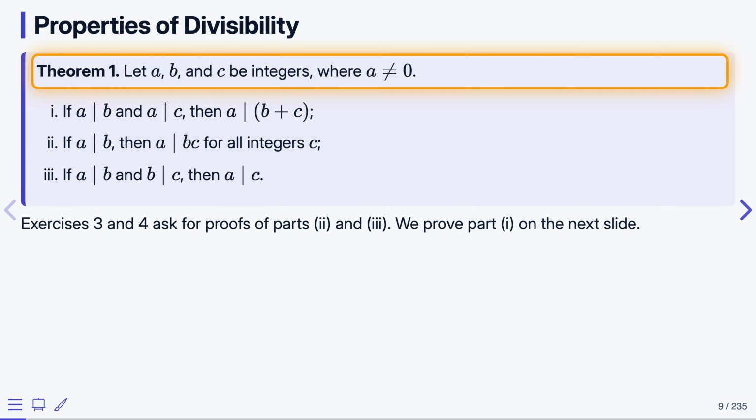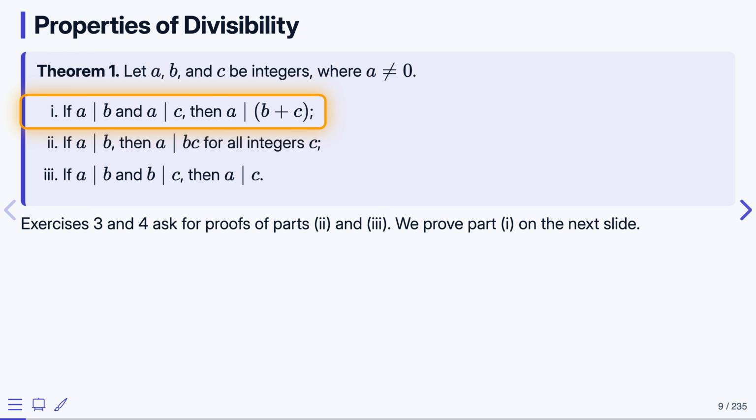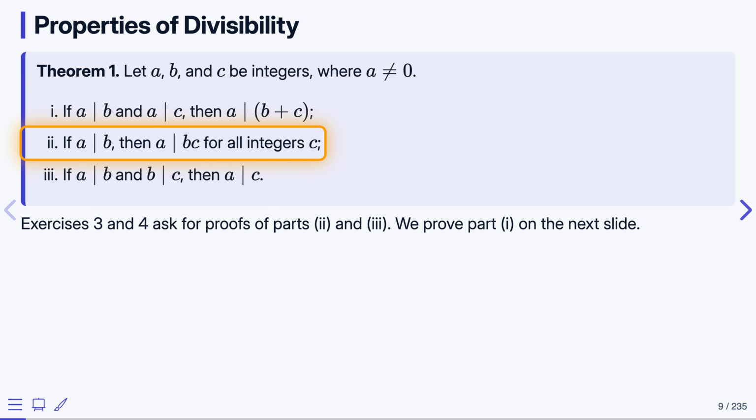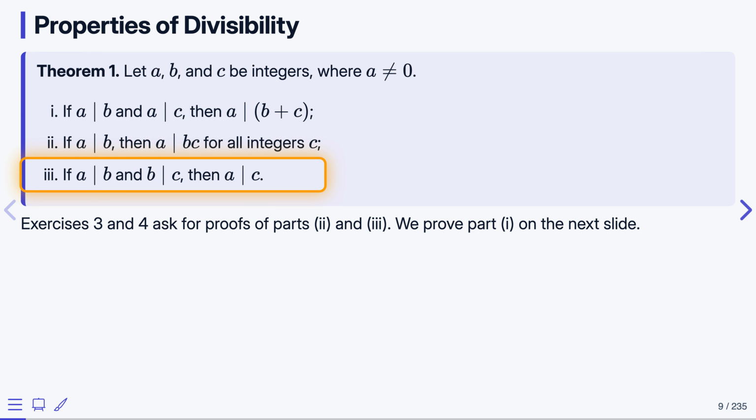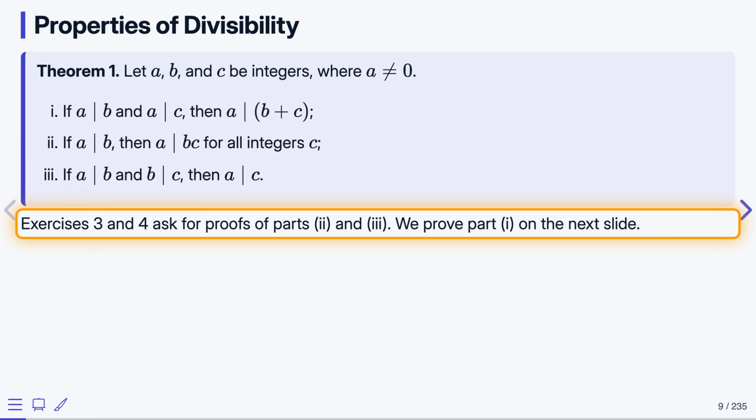Now some rules about divisibility. Theorem 1. Let a, b, and c be integers with a not 0. Part 1. If a divides b and a divides c, then a divides b plus c. Part 2. If a divides b, then a divides b times c for any integer c. Part 3. If a divides b and b divides c, then a divides c. The book leaves parts 2 and 3 as exercises. We will prove part 1 together on the next slide.